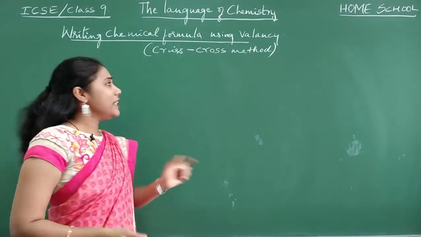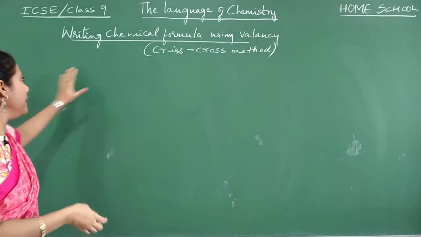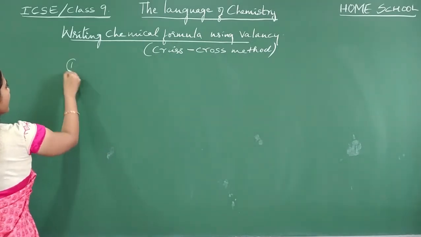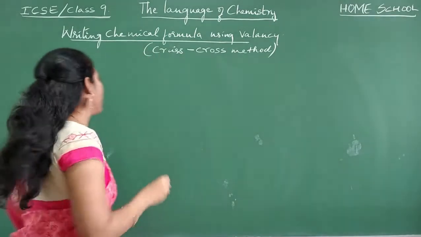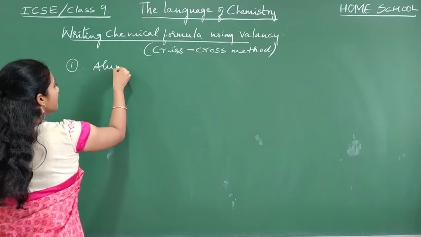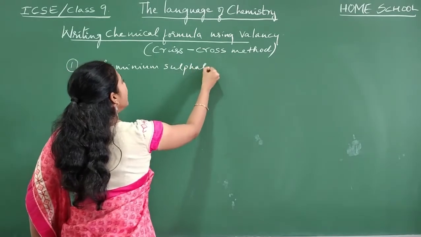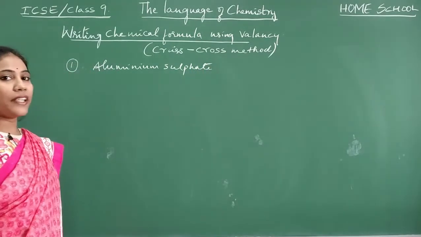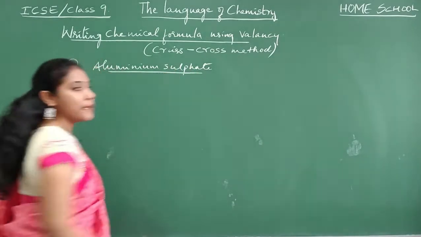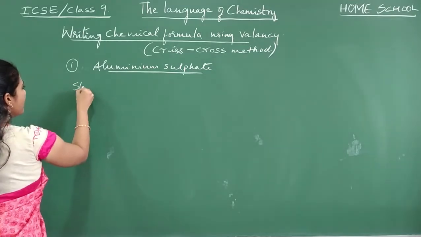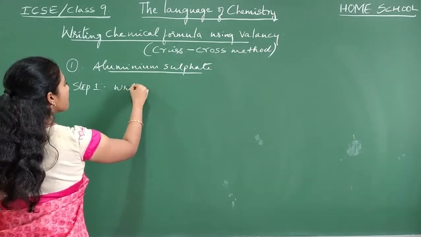See here, the first and foremost thing you have to do, I'll start with an example. The first example is, I want to write the chemical formulae for aluminium sulfate. Which compound? Aluminium sulfate. So what may be the formulae for aluminium sulfate? The first and foremost, you have to write their symbols. So what is step number 1? Step number 1 is writing symbols.